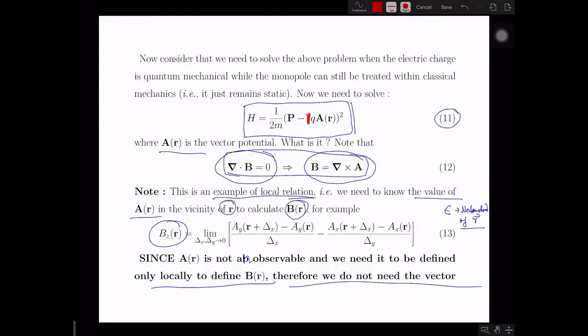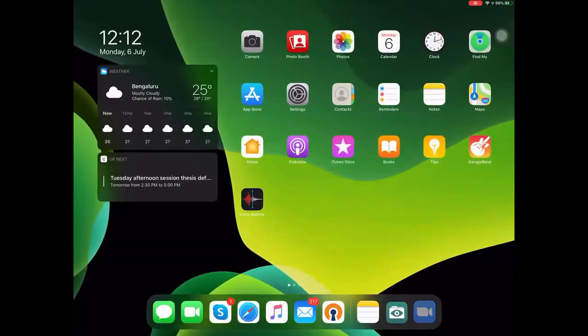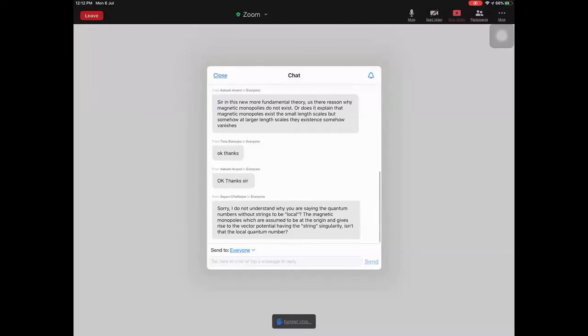Okay, more questions. Are there questions in the chat? There is a question by Shayoni Chatterjee. The question is, I do not understand why you are saying quantum numbers without strings are local. The magnetic monopole, which is assumed to be at the origin, gives rise to a vector potential having the string singularity. Isn't that a local quantum number?